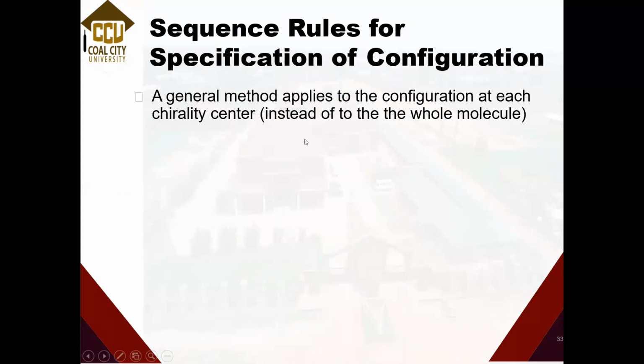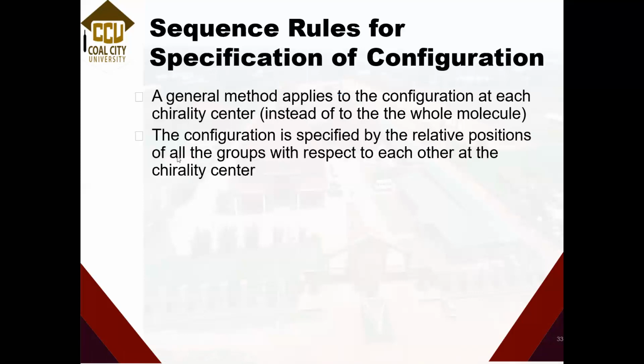So in this case, we are going to be identifying each chirality center and naming it according to the chirality center. Also, the configuration is specified by the relative positions of all the groups with respect to each other at the chirality center. So we are going to consider the substituents attached to the chirality centers, and we are going to name it relative to those substituents. You shall understand what this means in a moment.